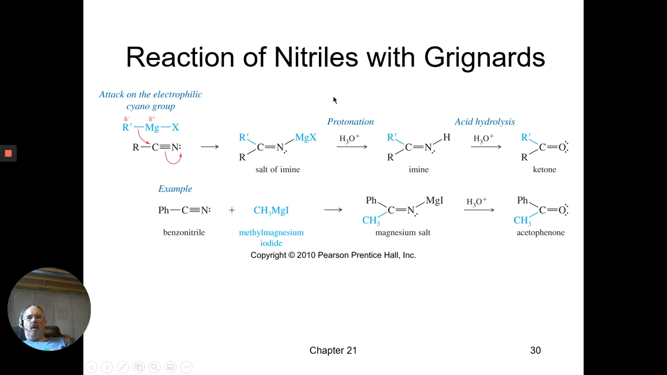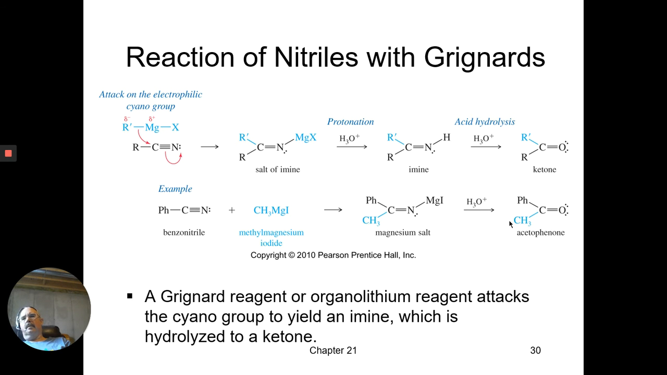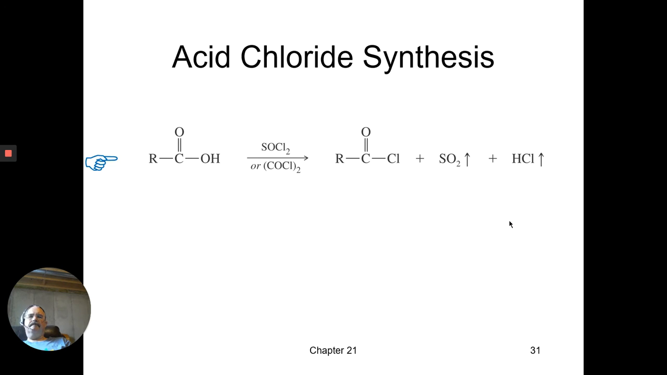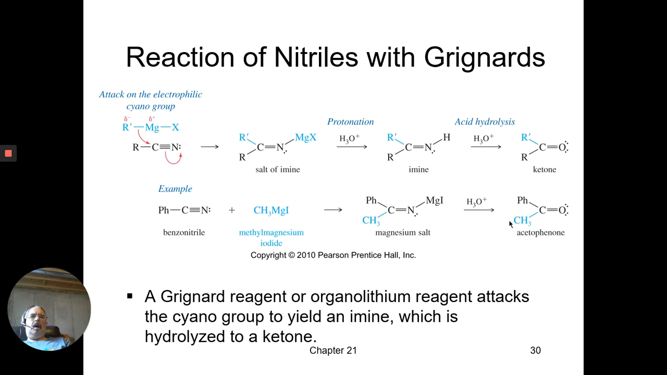Nitriles can react with one equivalent of Grignard, and this gives us a ketone. Okay, the reason the ketone doesn't react is it's produced on hydrolysis after the Grignard addition is finished.